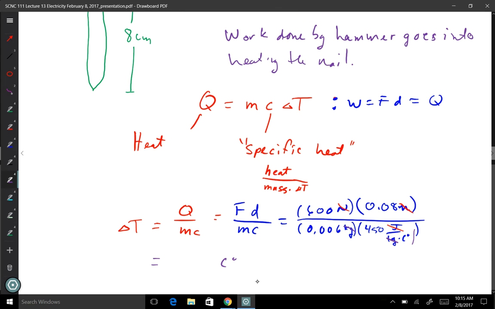And of course, 600 divided by 0.006 would be 100,000, times 0.08 would be 8,000. 8,000 divided by 450 is 17.8. And it tells you what you're supposed to find. You said 17.8.